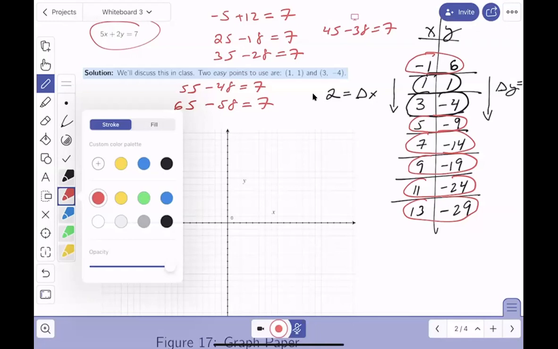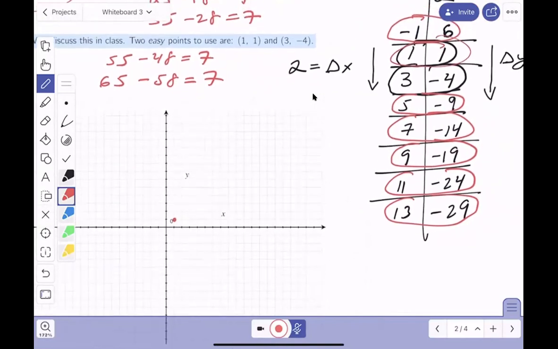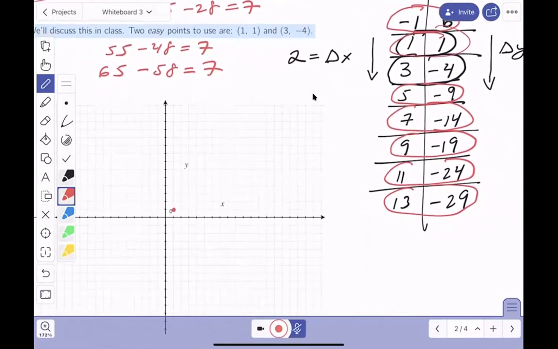1, 1, super easy. Let me blow it up a little bit. What's the other one that's super easy? I think minus 1, 6 is easy, right? Hope you understand what I just did there. I think 3, minus 4 is pretty easy too. I think you're seeing a pattern though. I think 5, minus 9 is easy too. It's a lot of counting. I hate counting too.